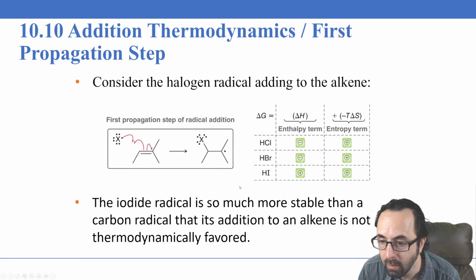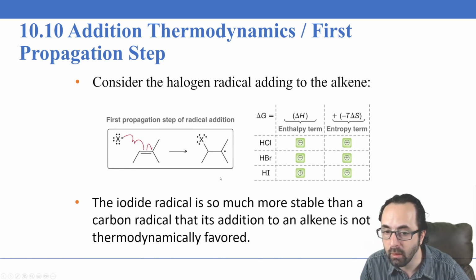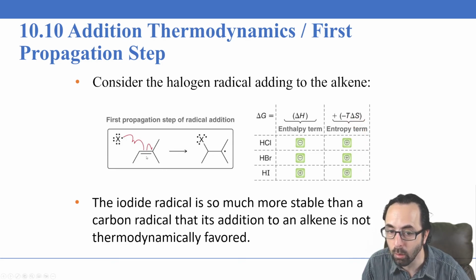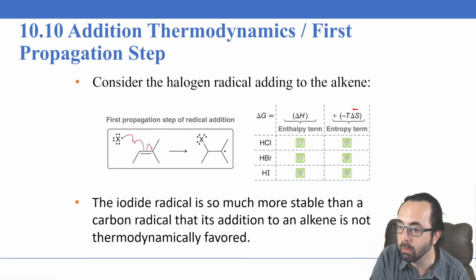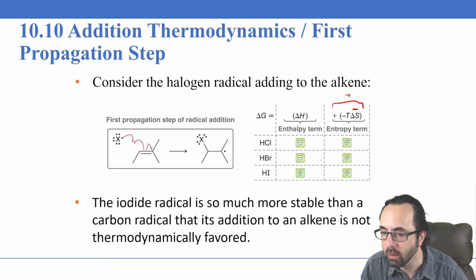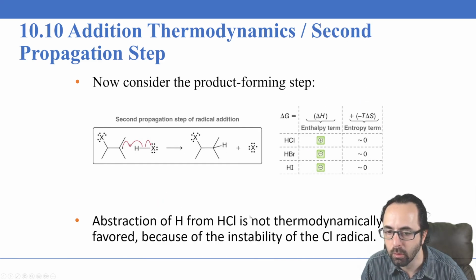And so that's why these two are exothermic, whereas making this carbon-iodine bond is endothermic. In terms of entropy, these are all going to be decreasing in entropy because we're going from 2 substances to 1. So the entropy is negative, which means this whole term together is going to be positive. And so it's all now about the competition between the exothermicity and the entropy. The iodine radical here is also much more stable.